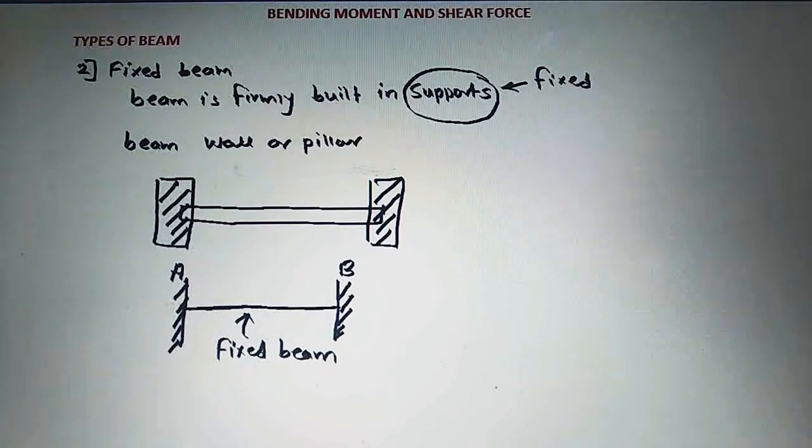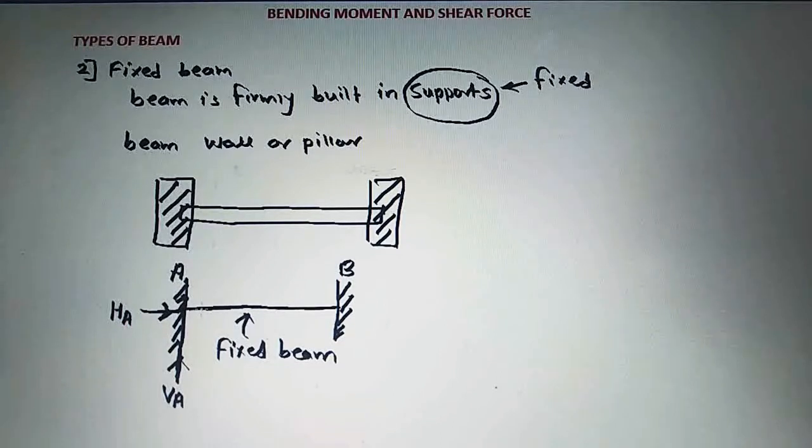Next is the reactions offered by this fixed support. Now see here, these fixed supports are blocking or opposing the horizontal motion of the beam as well as the vertical motion of the beam. So there will be a horizontal reaction at end A, and a vertical reaction at the fixed support A. So we are taking horizontal reaction HA here and vertical reaction VA here.